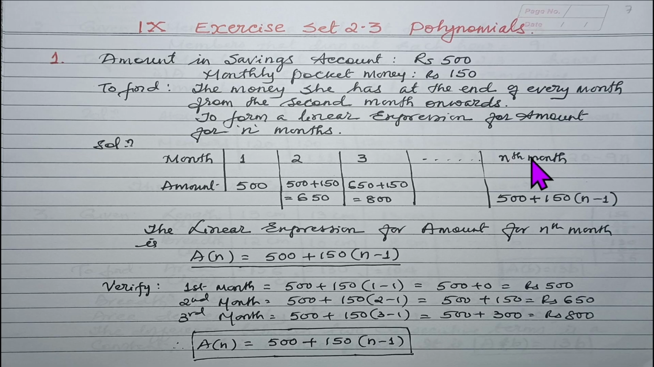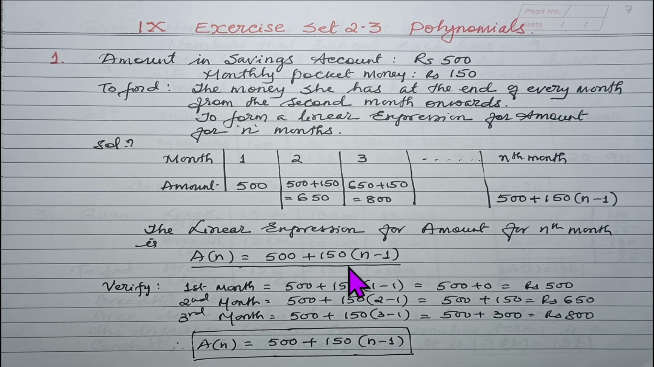And for the nth month, it will be 500 plus 150 in the bracket n minus 1. So therefore the linear expression for the amount for the nth month is a_n is equal to 500 plus 150 into bracket n minus 1. Now let us verify whether this linear expression is true or not.